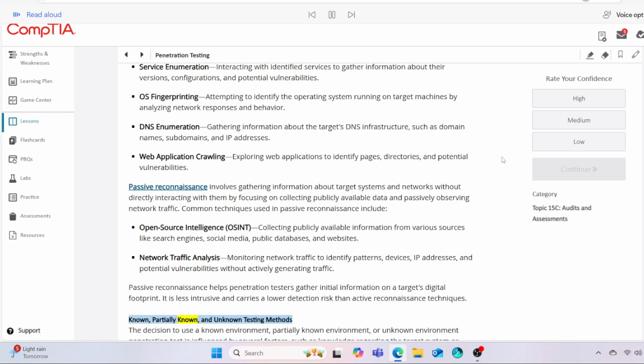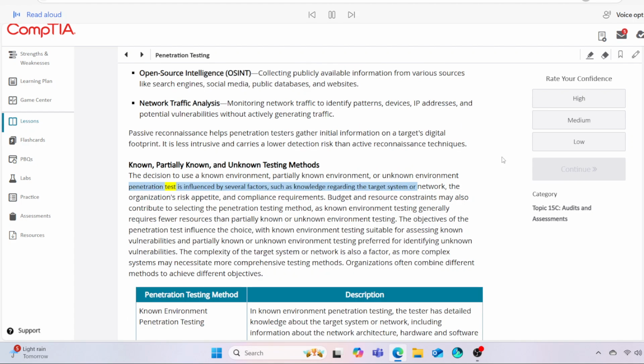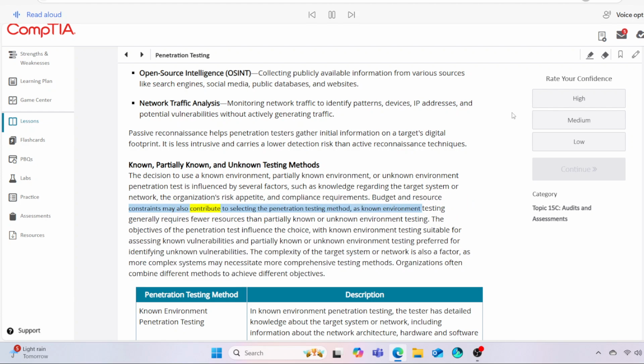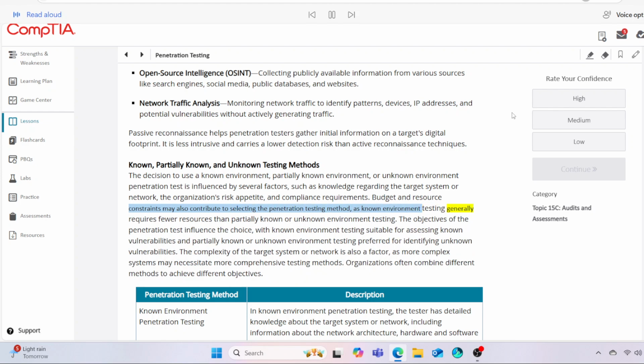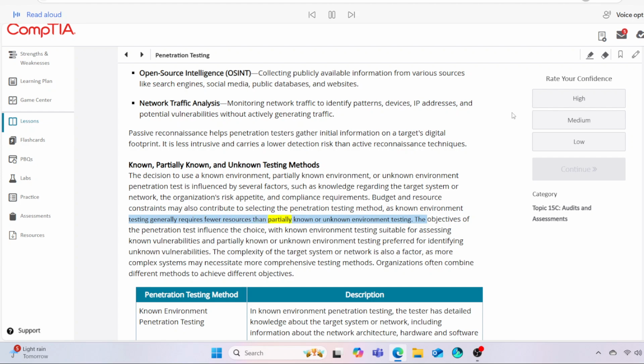Known, partially known, and unknown testing methods. The decision to use a known environment, partially known environment, or unknown environment penetration test is influenced by several factors, such as knowledge regarding the target system or network, the organization's risk appetite, and compliance requirements. Budget and resource constraints may also contribute to selecting the penetration testing method, as known environment testing generally requires fewer resources than partially known or unknown environment testing.